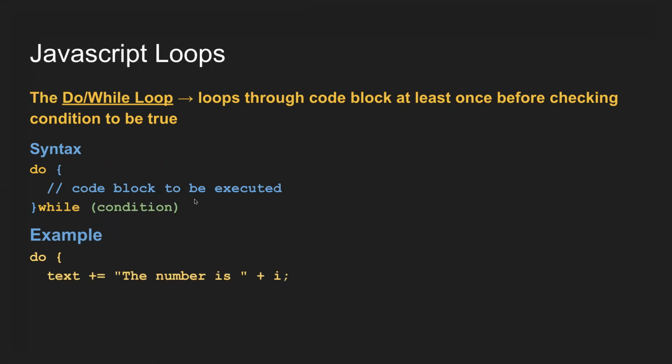So here in this example, do text. Text could be 0, it could be any number. We're incrementing, and we're saying while i is less than 10. So this number here could be 11. It's still going to increment, still execute this first portion of the block of code at least once.